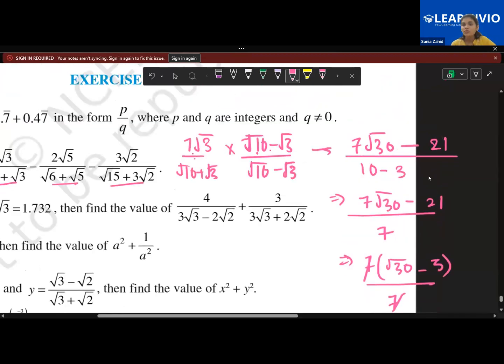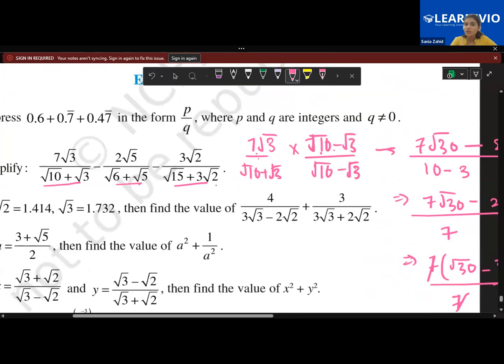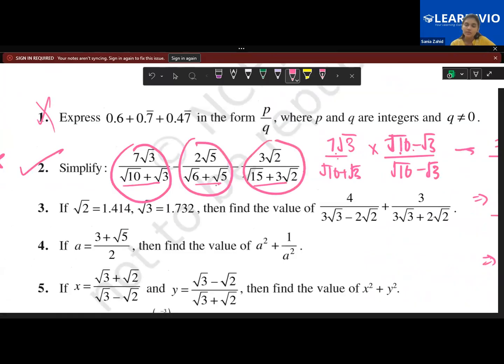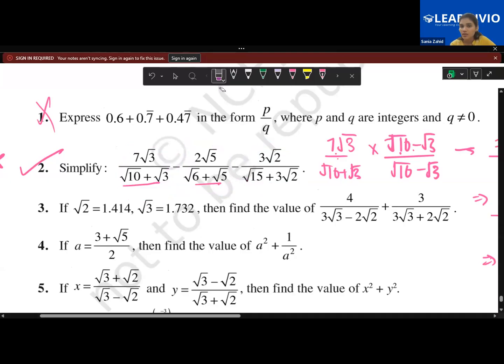Similarly, you will simplify one by one all the terms. Like you rationalize the first term, then rationalize the second term, then rationalize the third term. Once you have rationalized the denominators of all the 3 terms, then you subtract them together, whatever the operation sign says. Okay? Try to do it on your own, children.